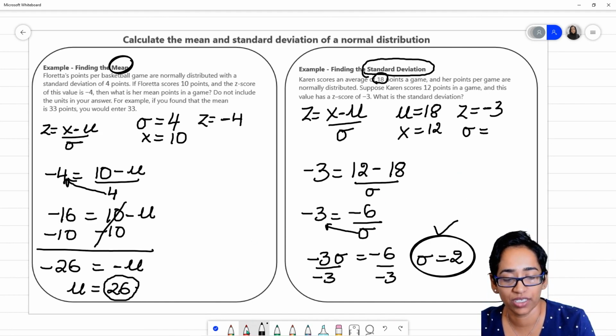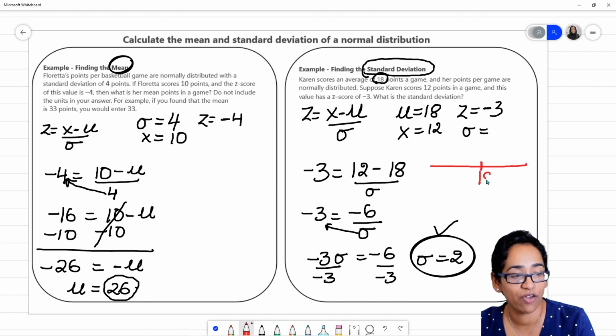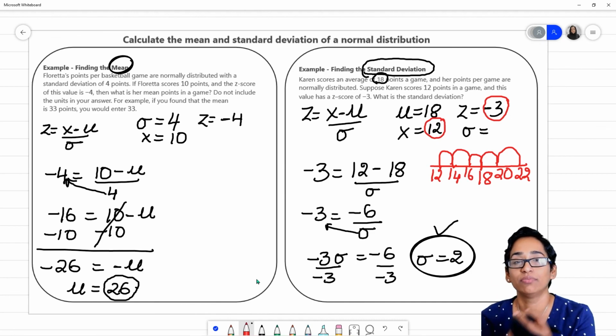Let me go ahead and use a different color so I can show you. This is Karen. Her average is 18. So if I go one standard deviation above, she will make a 20. If I go another standard deviation above, she will make a 22. If she goes below, she will make a 16. If she goes one more below, she will make a 14. If she goes one more below, she will make a 12. So she went 3 standard deviations below to make a 12. See how it all makes sense?